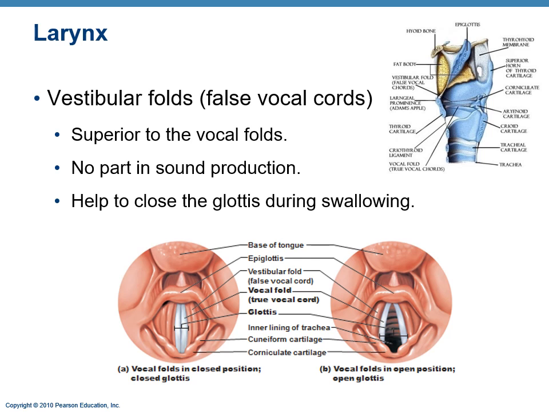Then there are the vestibular folds, aka the false vocal cords, which are found superior or above the true vocal folds and play no part in sound production but actually help to close off this area during swallowing, again to reinforce the role of the epiglottis and not let food or liquid into our windpipe.